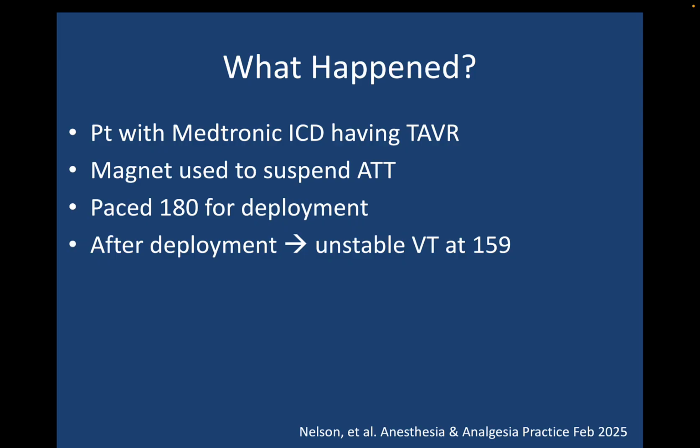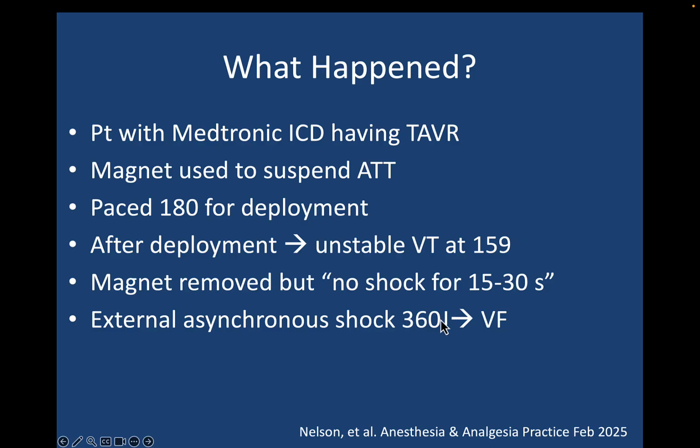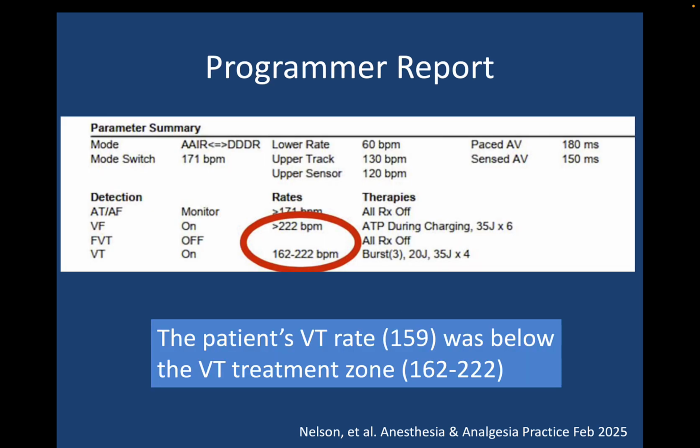Now, again, the patient has a magnet on the ICD, and so what the team did is they took the magnet off, and they were sort of hoping that the ICD would treat the unstable VT. And they waited for 15 to 30 seconds. No shock was delivered. So then they kind of got a little nervous, and they delivered an asynchronous 360 joule shock, which unfortunately precipitated actual VF. Now, as they were getting ready to shock that patient again, the patient's ICD shocked the patient and converted the patient back to sinus rhythm. And the problem here was that the patient's VT zone was 162 to 222.